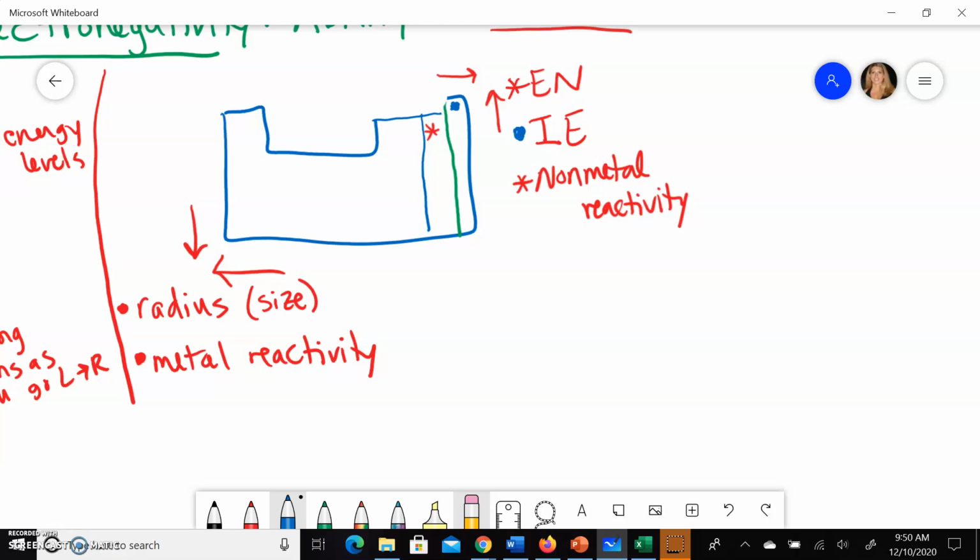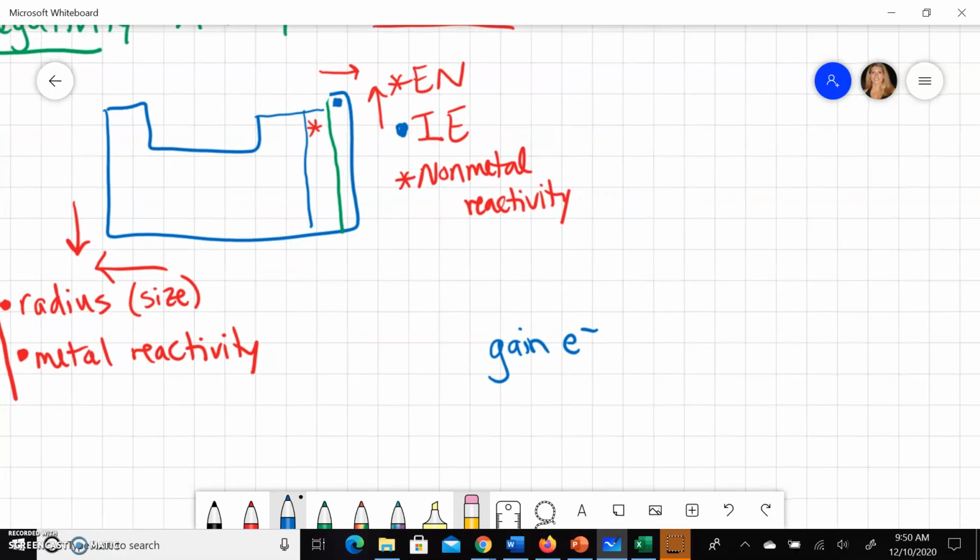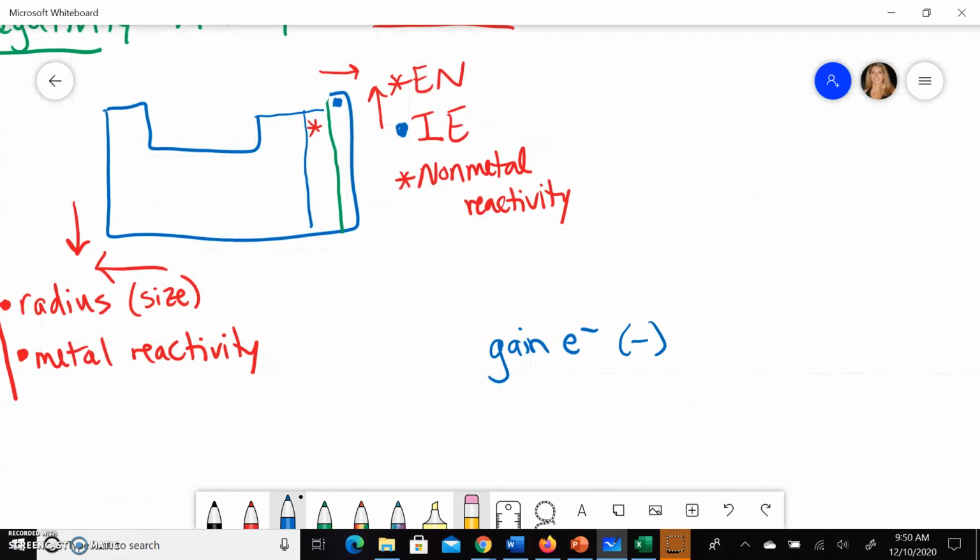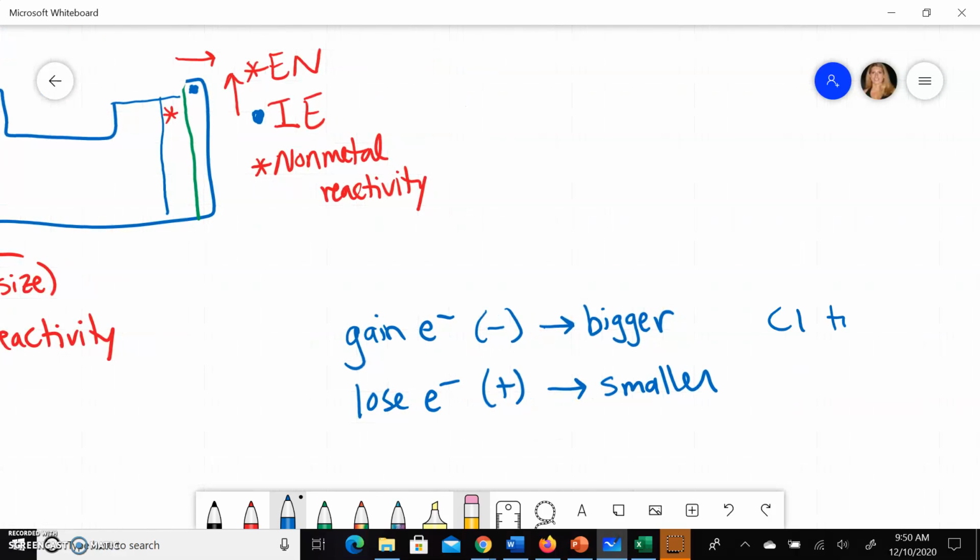The last thing for this chapter is you need to know about the size of ions. When you gain electrons, meaning it becomes negative, it actually gets bigger because those electrons are going to repel each other. And when you lose electrons, meaning it becomes positive, it's going to get smaller. So if you're comparing, for example, chlorine to chlorine negative, chlorine negative is bigger because it has received an extra electron. But if you're comparing sodium to sodium positive, the neutral one is bigger, because becoming positive makes it smaller because it loses electrons. And that is it for periodic table.